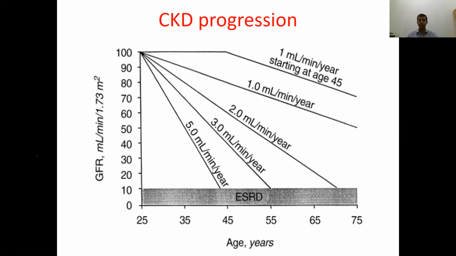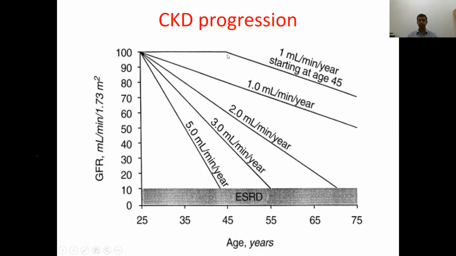If you go back again from the beginning, just to summarize, we discussed that first thing we need to diagnose CKD. Secondly, we need to stage CKD. Thirdly, we need to identify the cause of the CKD. Fourth, we need to identify complications of CKD. And the fifth aspect is we need to identify the CKD progression and the factors that are resulting in the progression of CKD. Now this diagram is showing on the x-axis age and on the y-axis your GFR.